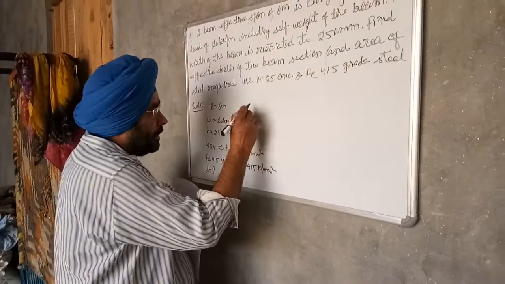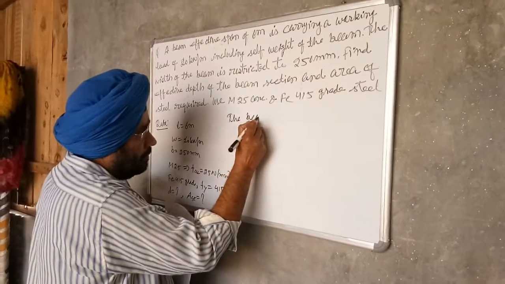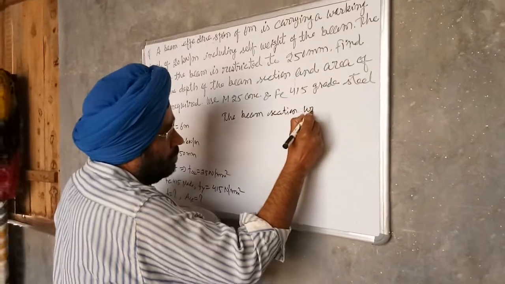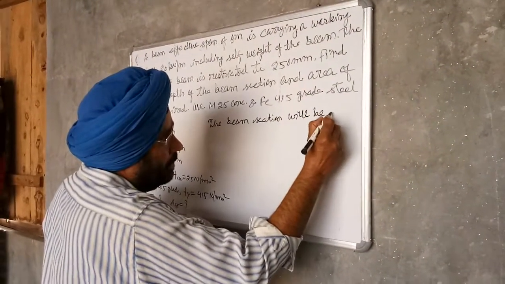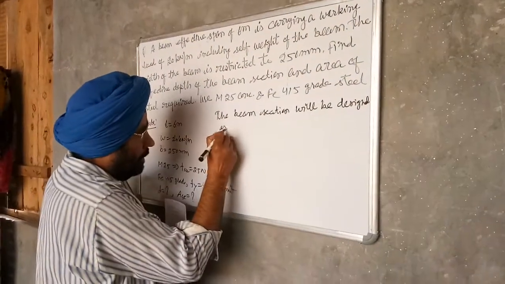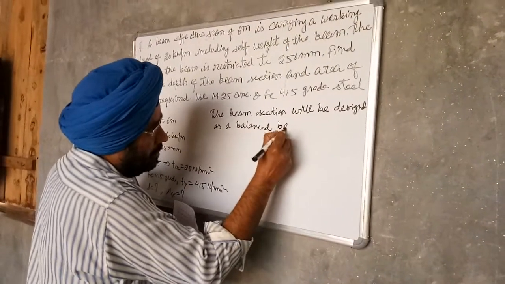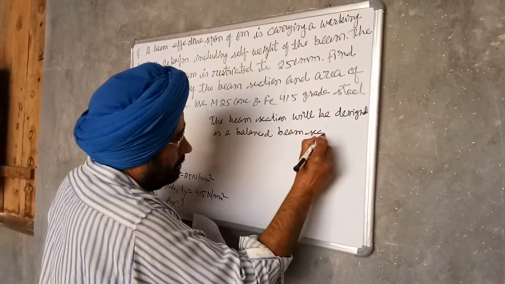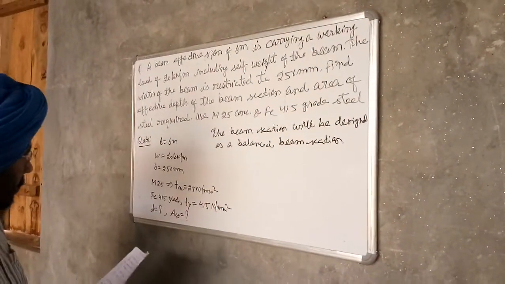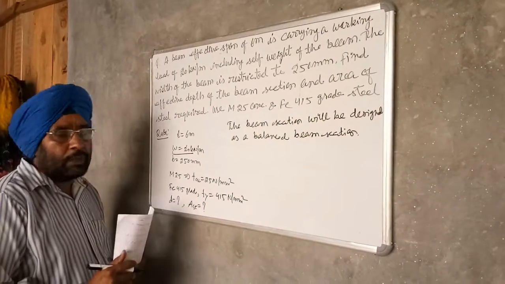So the beam section will be designed as a balanced section. The beam section will be designed as a balanced section. So load, working load, it is given to us 20 kilonewton per meter.